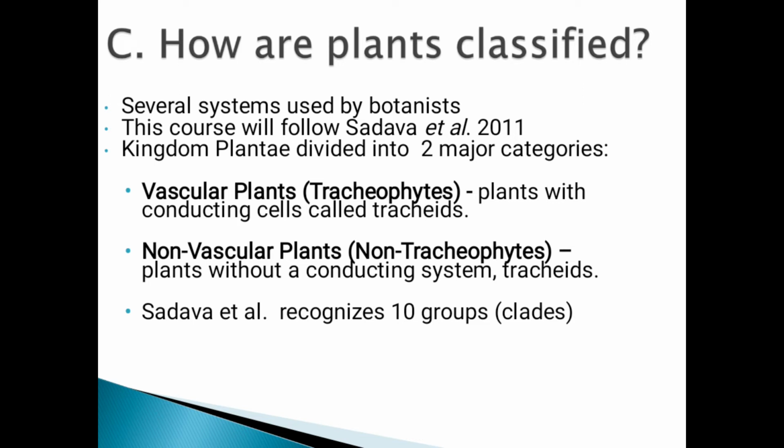The first division that we are going to make in the kingdom Plantae is into vascular plants, which are the tracheophytes, and non-vascular plants, which are the non-tracheophytes. This is the first division of the plant kingdom. The classification also recognized 10 groups, clades or phyla.